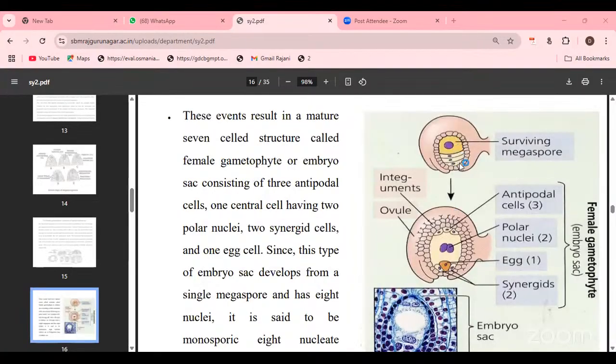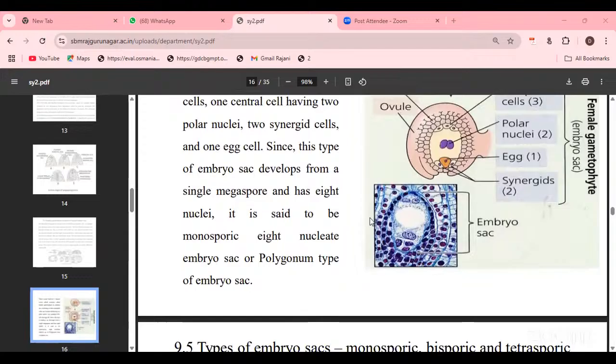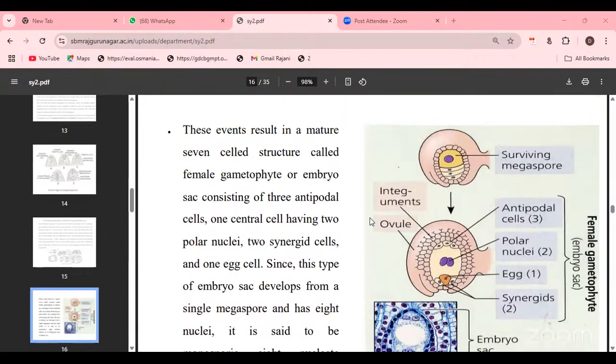See, these four cells, nuclei is there. These three are degenerate; only one is developing. This part is the total ovule, and this is the integument. These are the three antipodal cells, polar nuclei, egg, and synergid cells. The total is called the embryo sac.